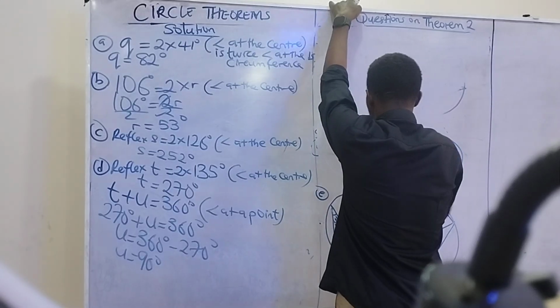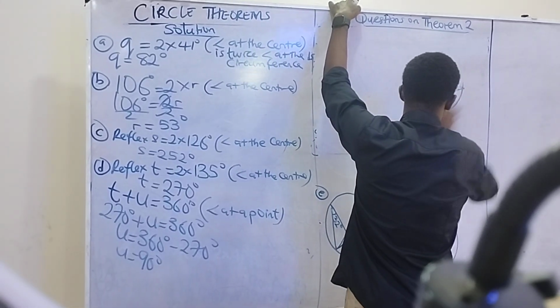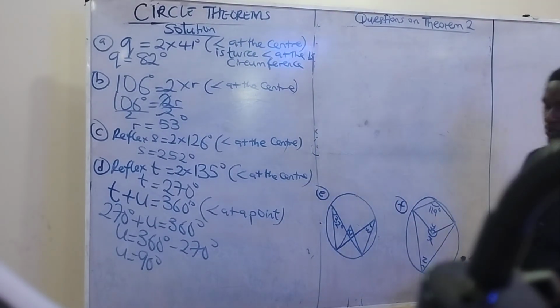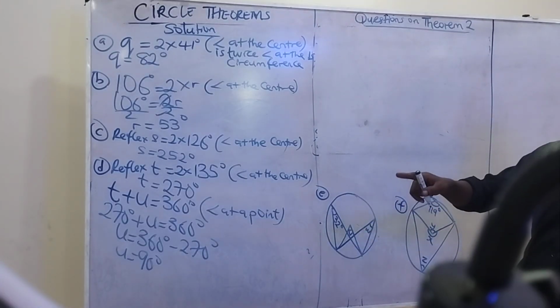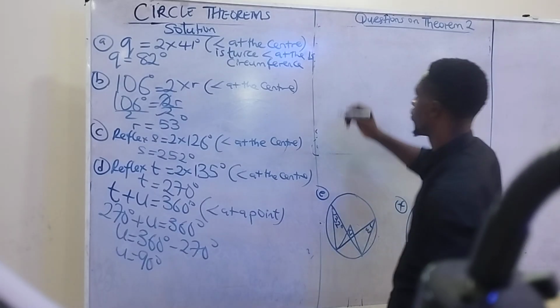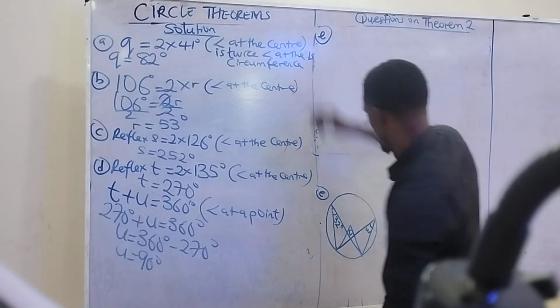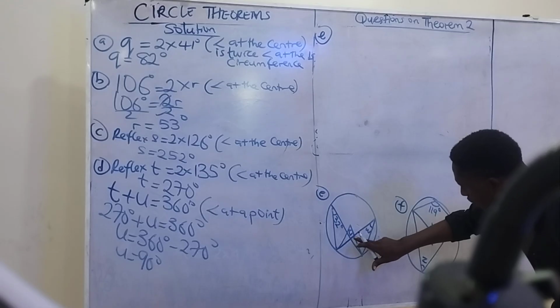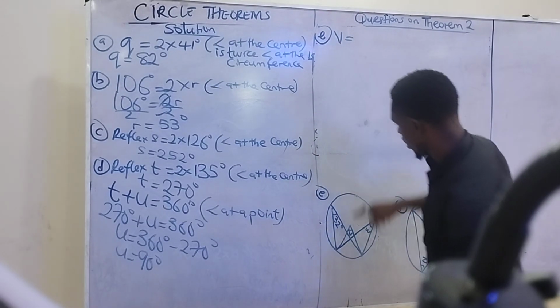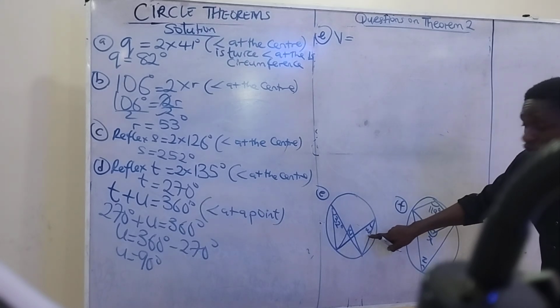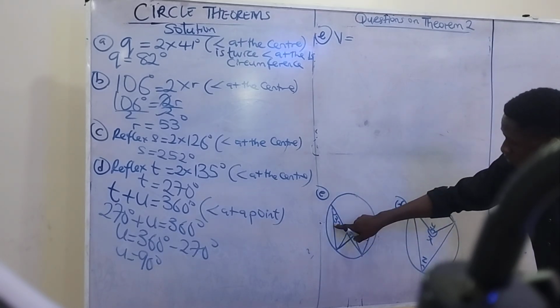The last part of that question is case 3 of that theorem 2. Looking at this, you can see that this one is like that third one I drew before. So we have E here. Where is the angle at the center? The angle at the center here is V. So we have V is equal to... we can't use this one for now because we cannot be looking for 2 unknowns.